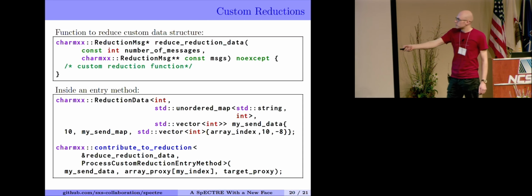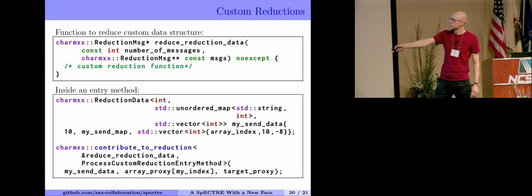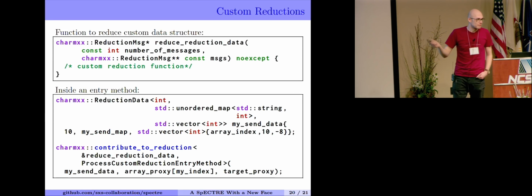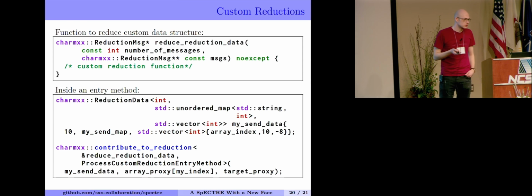But here, you say, okay, I've filled my reduction data, so I'm sending the number 10, some map, and this vector. And then you just call contribute to reduction. You pass it a function pointer, the entry method, the data you want to send, where you're sending from, and where you want to send it. And then it'll just do the custom reduction.